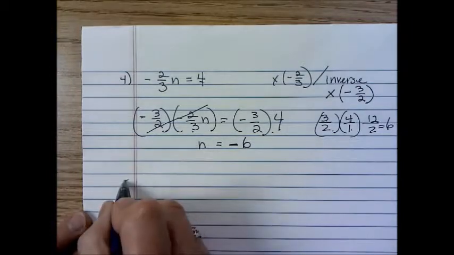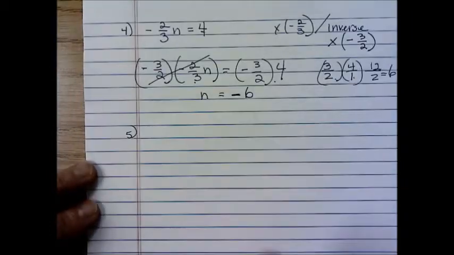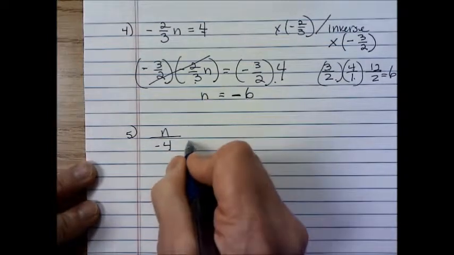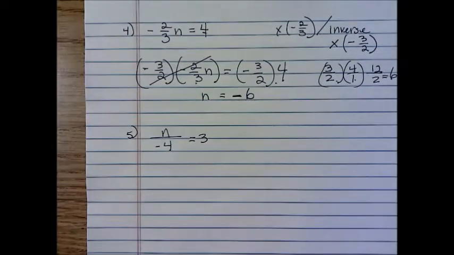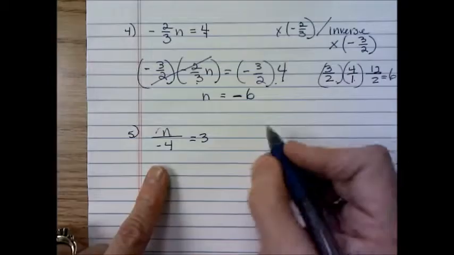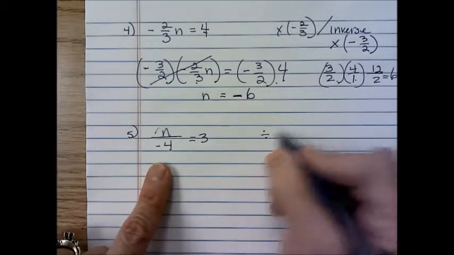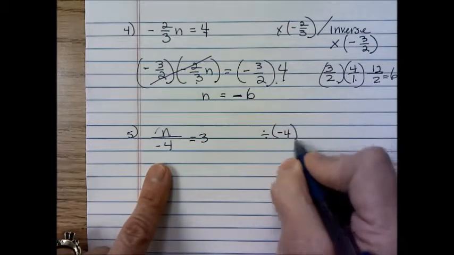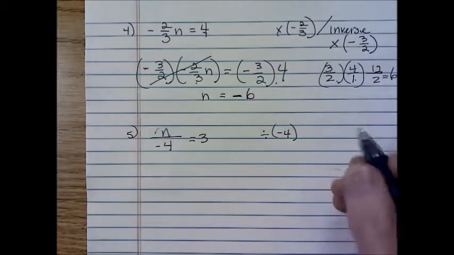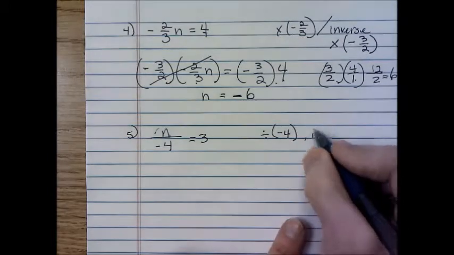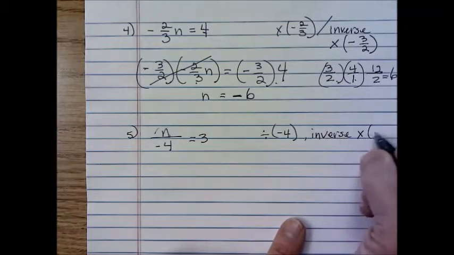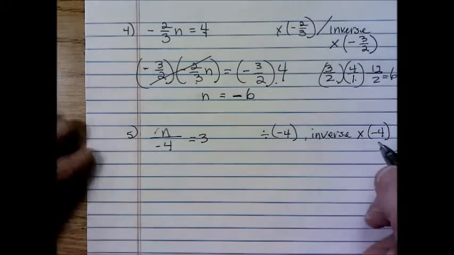All right, let's take a look at another type of problem. If we have n over negative 4 equals 3, again, we're looking at the side where the variable is. What are we doing to n here? We are dividing by a negative 4. So this is an integer, it's not a fraction. So the easiest thing to do here, the inverse now, would be to multiply by negative 4 on both sides.